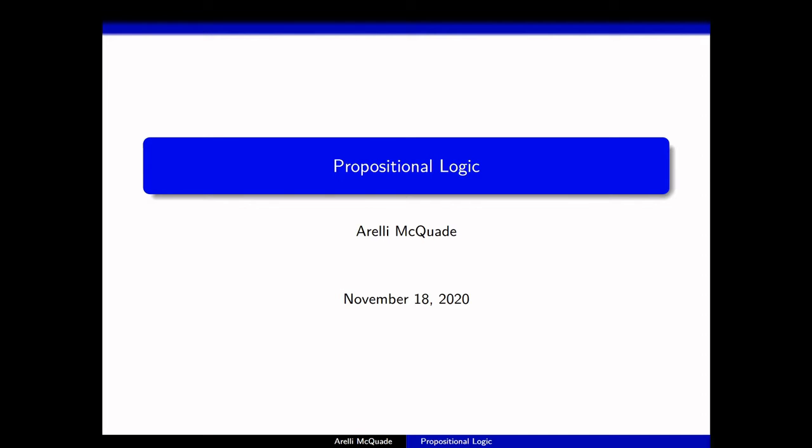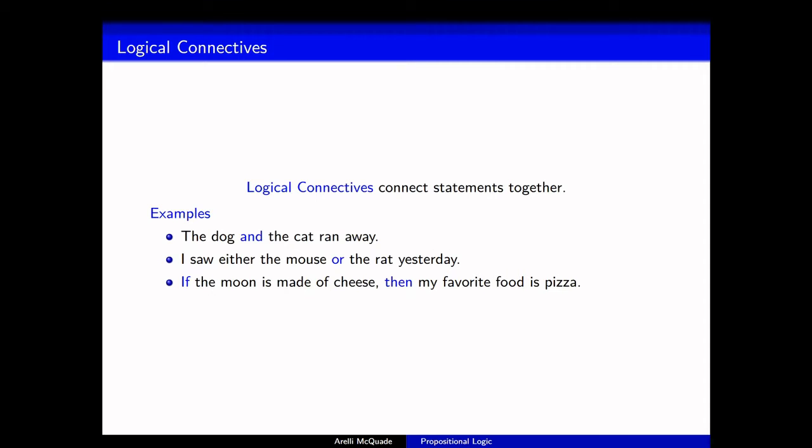Today I'm going to be discussing propositional logic. The foundation of propositional logic are logical connectives. These are words or symbols that connect statements together. For example, the dog and the cat ran away. The logical connective here is the word "and". It is connected the same as the dog and the cat ran away.